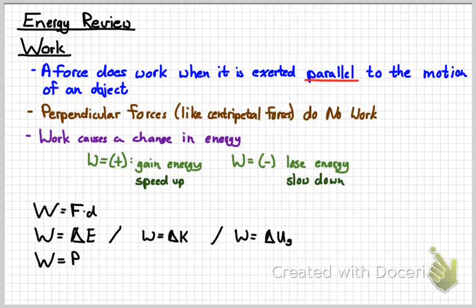So we have three different ways we could figure out the work done. We could be multiplying a force by a distance. That's the basic definition. That makes sure that your distance and force are parallel to each other. We could use the change in energy, either the total energy or just the kinetic or just the potential, or we could use the power and the time. Remember, work is measured in joules, capital J, and that's just a Newton times a meter.